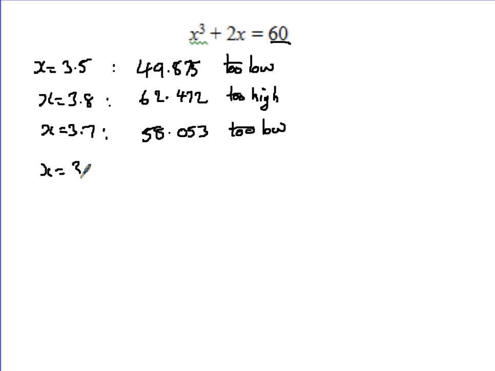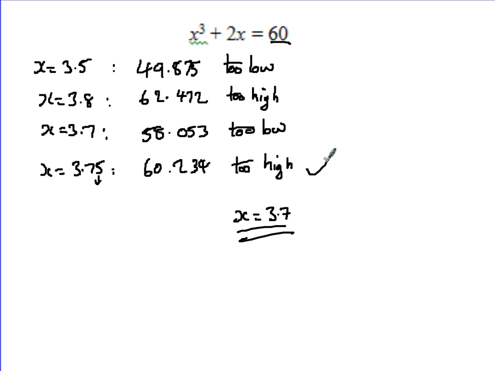You have to do a trial to 2 decimal places. So if you do 3.75 cubed plus 2 lots of 3.75, that will then give you 60.234, and that's too high, and because that's too high it means it's going to be slightly lower than that, so then to 1 decimal place which you're working, x then has to equal 3.7. It's crucial that that last trial is put in.